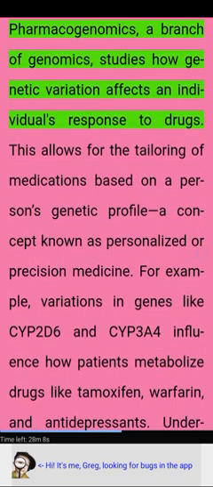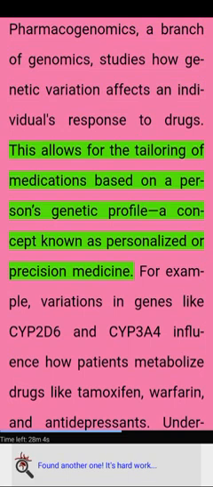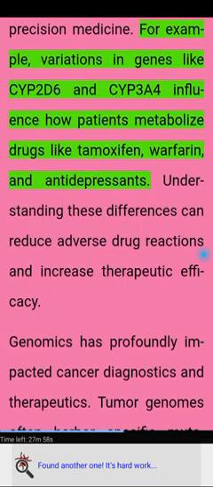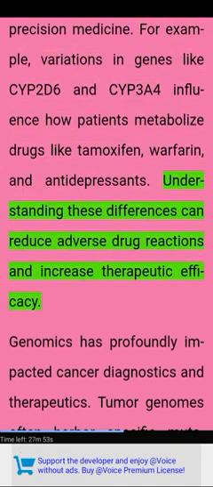Pharmacogenomics, a branch of genomics, studies how genetic variation affects an individual's response to drugs. This allows for the tailoring of medications based on a person's genetic profile, a concept known as personalized or precision medicine. For example, variations in genes like CYP2D6 and CYP3A4 influence how patients metabolize drugs like tamoxifen, warfarin, and antidepressants. Understanding these differences can reduce adverse drug reactions and increase therapeutic efficacy.